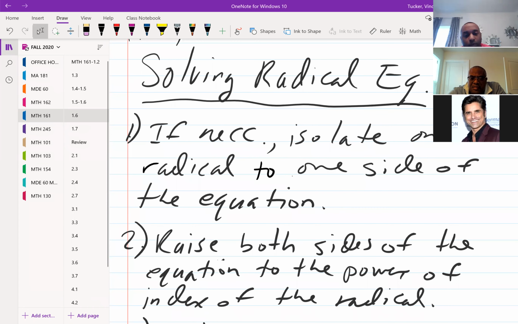Second step, raise both sides of the equation to the power of the index of the radical. So in other words, if you have a square root, you're going to raise both sides to the power of 2. Cube root, raise both sides to the power of 3. The fourth root, raise both sides to the power of 4, and so on. So you raise both sides to the power of the index of your radical.